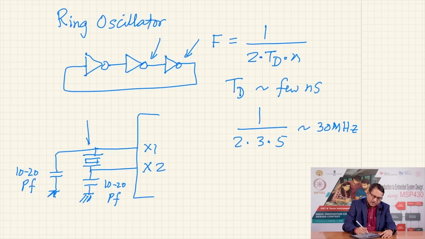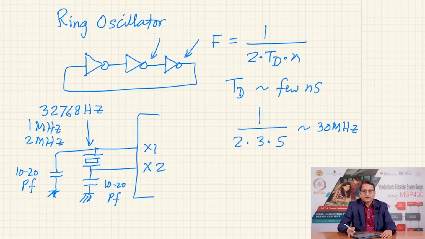and the crystals could be in the range of the lowest crystal that you may get. The lowest crystal incidentally happens to be 32768 hertz, and I will come to this; I have also mentioned it in the past, but we will go through this again. Going up to 1 megahertz, 2 megahertz and so on, up to a few tens of megahertz, 20, 30 megahertz crystals may be available, and you could use them for determining the clock frequency.